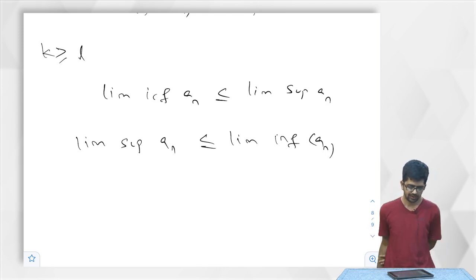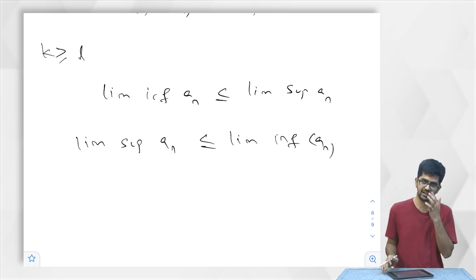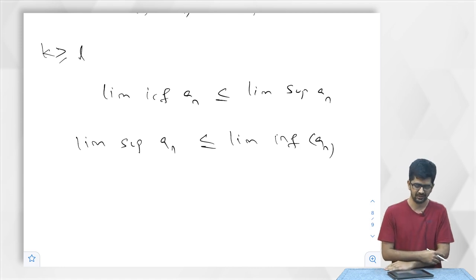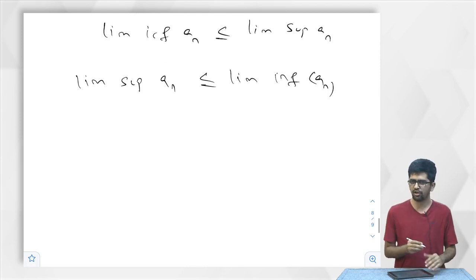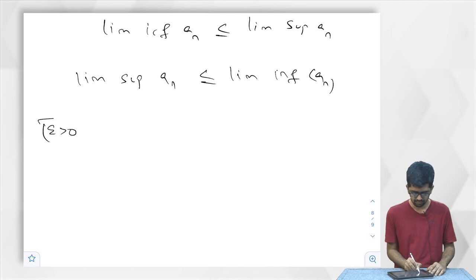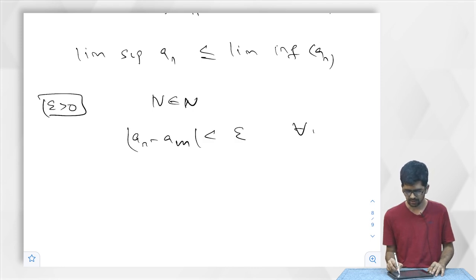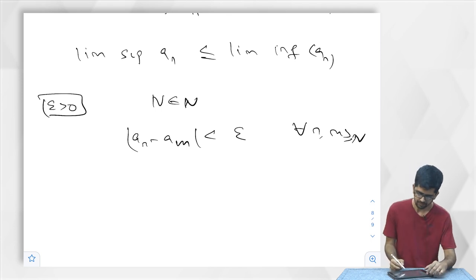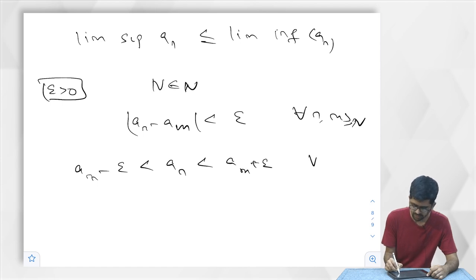Now let us see, we still haven't used whatever we have done till now. We have not really used that a_n is a Cauchy sequence. We used that a_n is a bounded sequence, but not a Cauchy sequence. So now we will use that. So a_n is a Cauchy sequence. So given epsilon positive, there is an element N belonging to the natural numbers such that |a_n minus a_m| is less than epsilon for all n, m greater than or equal to N. So what does this say? This says a_m minus epsilon is less than a_n is less than a_m plus epsilon for all n, m.